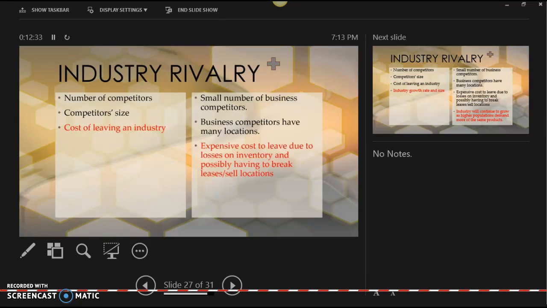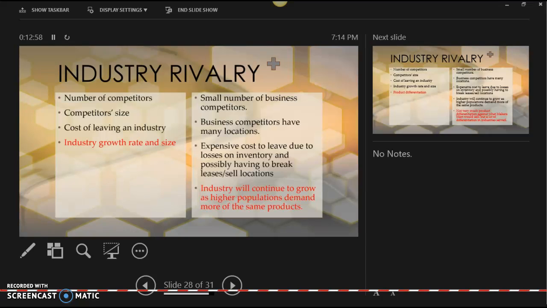Cost of leaving an industry. It's expensive to leave due to inventory and having to break leases and sell locations. You might end up having to take a lot of losses that cost a lot of money. H.H. Gregg is going through something right now where they're marking down all their inventory, up to 70 or 80%, and they're taking big cuts on that inventory. And industry growth rate and size. An industry will continue to grow as higher populations demand more of the same product.